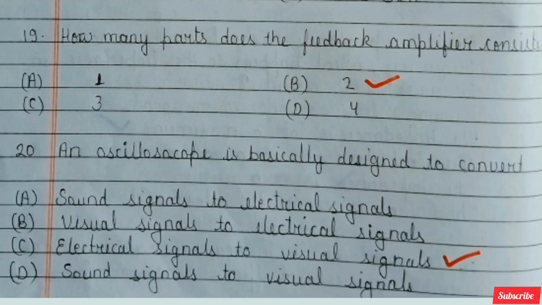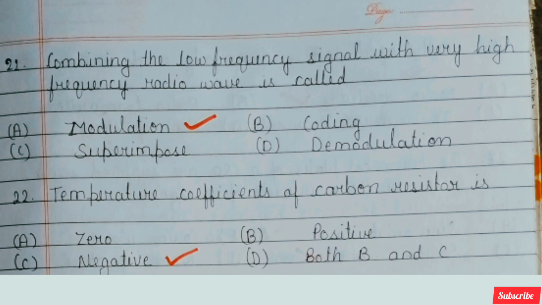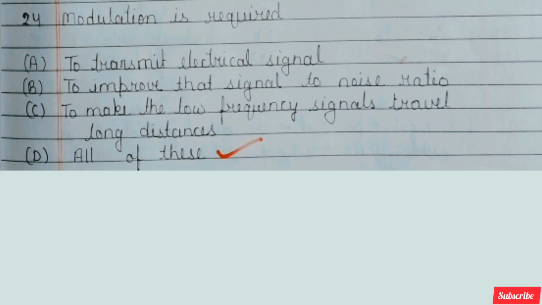An oscilloscope is basically designed to convert electrical signals to visual signals. Option C is right. Next question is, combining the low frequency signal with high frequency radio wave is called. Option A is right. Temperature coefficient of carbon resistor is negative. Option C is right. Which of the following devices is used for modulation and demodulation? Option D is right. Modulation is required. Option D is right, all of these.